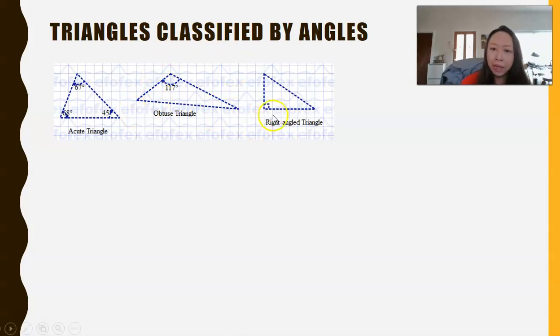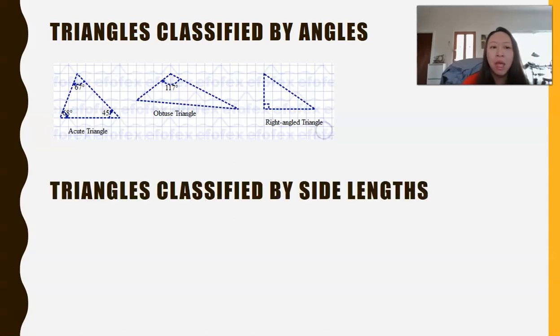And the third one is pretty self-explanatory. That's a right angle triangle, because it has a right angle inside the triangle. Okay, so now we look at triangles that are classified by their side lengths.